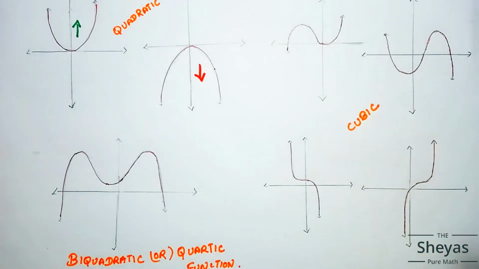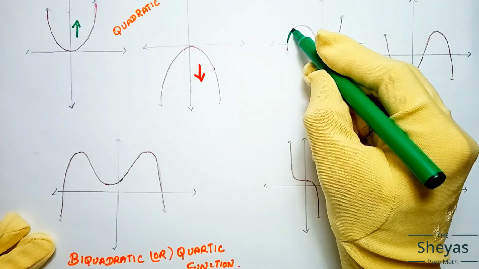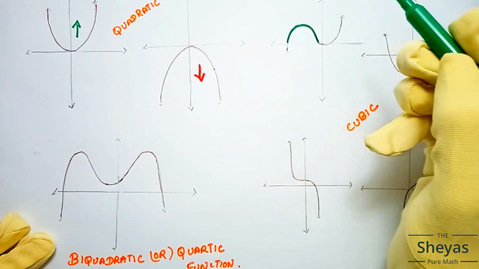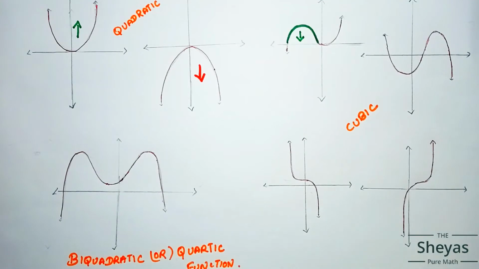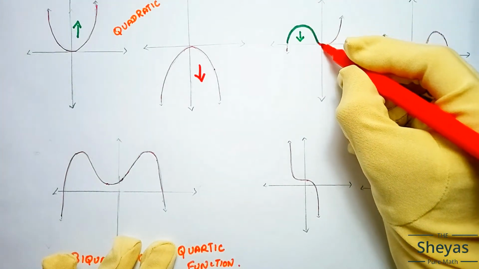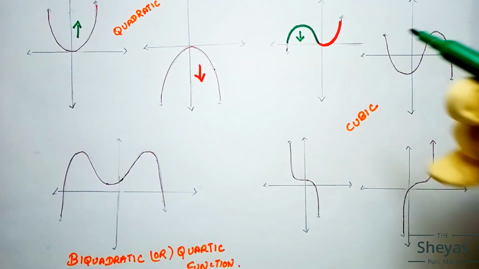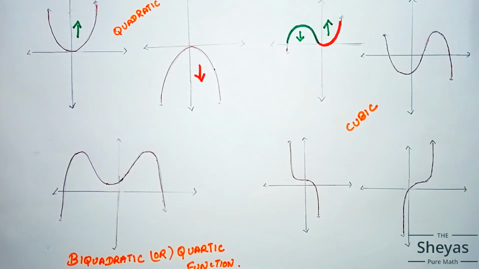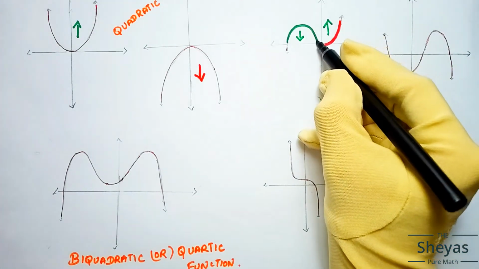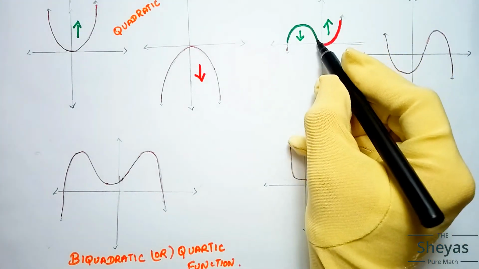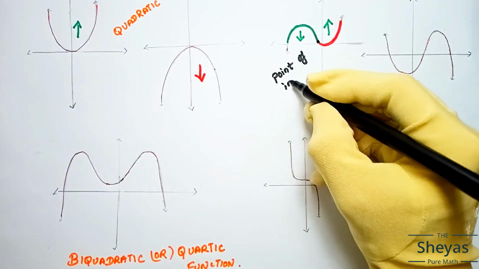Just see in this cubic graph, this is concave down, okay, and this is concave upwards. So this is concave down and this is concave upwards. So here occurs a change of direction. So this change of direction occurs at this point and we call this point the point of inflection.